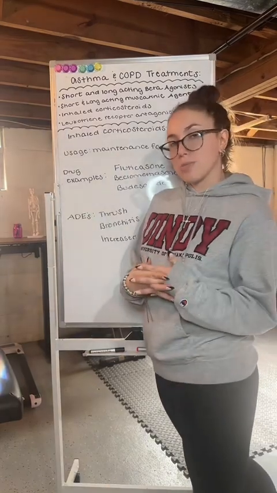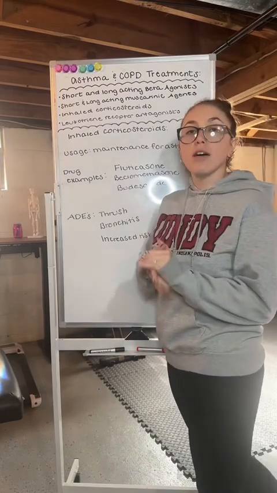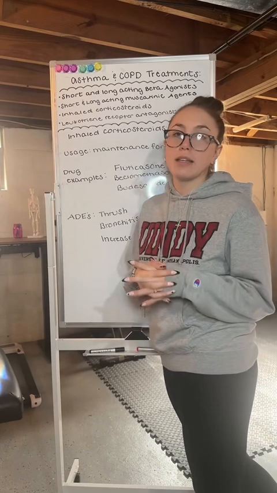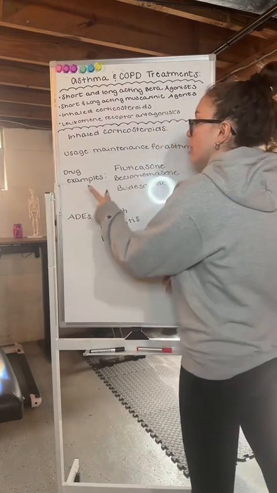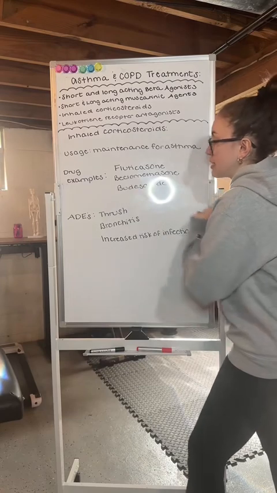The next drug class I'm going to talk about are inhaled corticosteroids. So the usage of this class is maintenance for asthma. So we're not going to be using this drug class for maintenance of COPD. Some drug examples we have are fluticasone, beclomethasone, and budesonide.